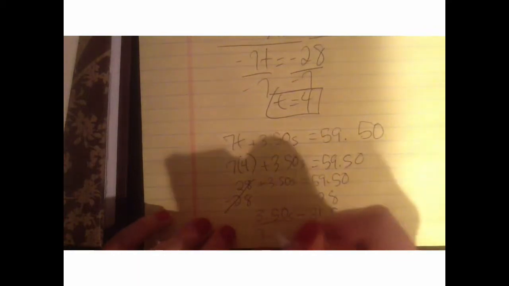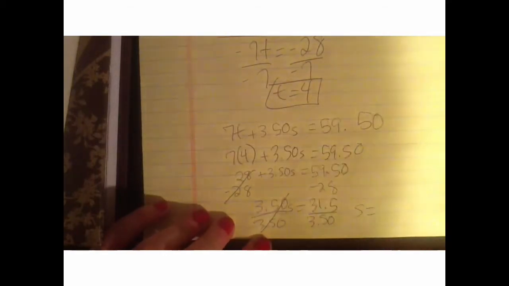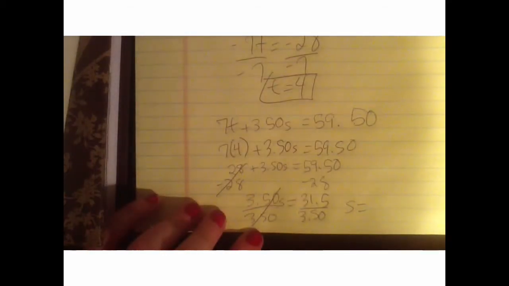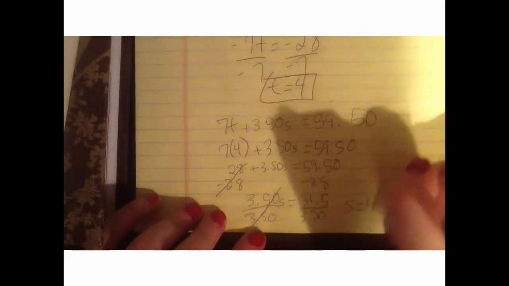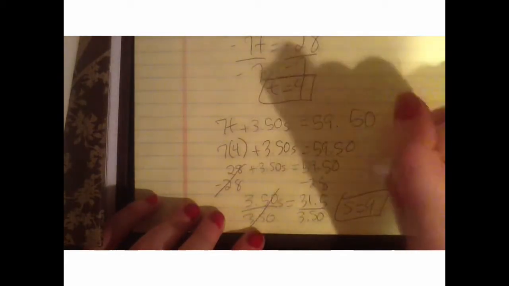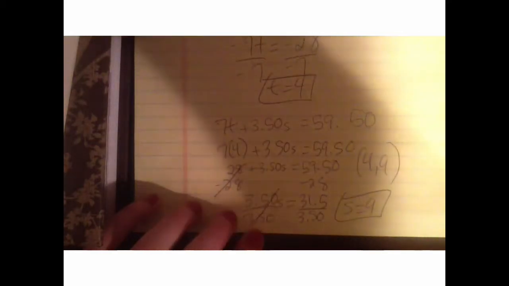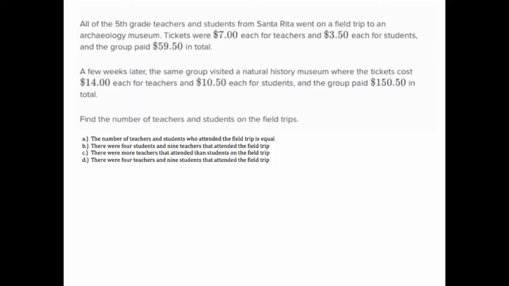If I divide by 3.50, I'm left with s equals 9. That means there were 4 teachers and 9 students. So our solution set here would be 4, 9. All right, guys, let's go back to our problem.